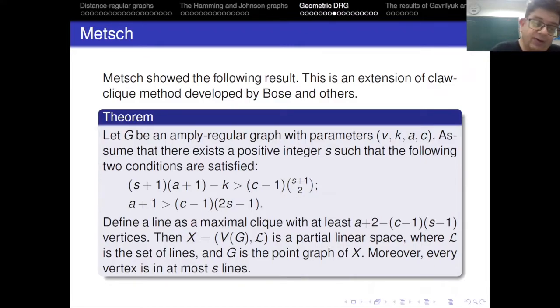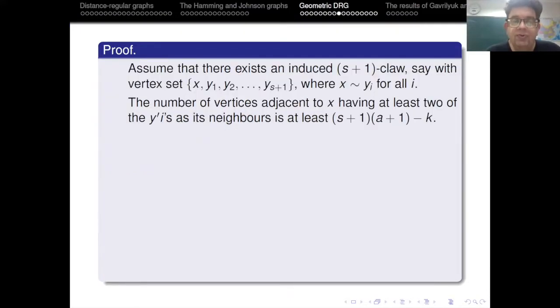Then we can define a line as a maximal clique with at least a+2-(c-1)(s-1) vertices. Then X = (V, L), where L is the set of lines as defined above, is a partial linear space, and Gamma is the point graph of X. Another thing is that every vertex is on at most s lines. So we have many things. So I will prove this theorem. It's fairly easy to prove. So the proof is fairly easy.